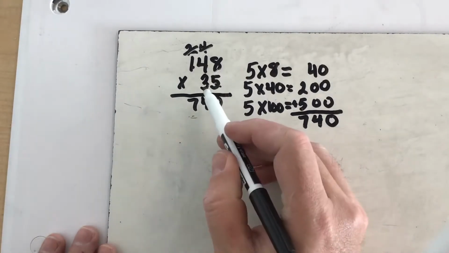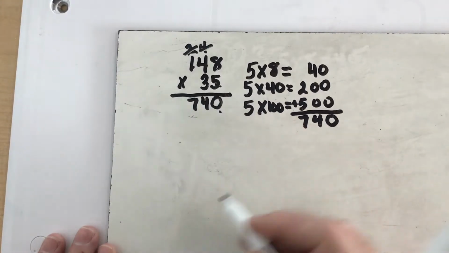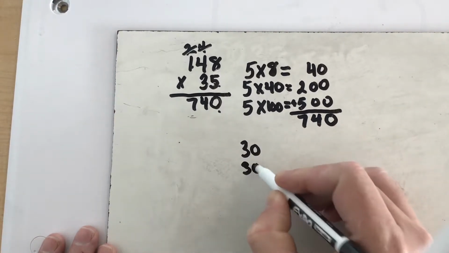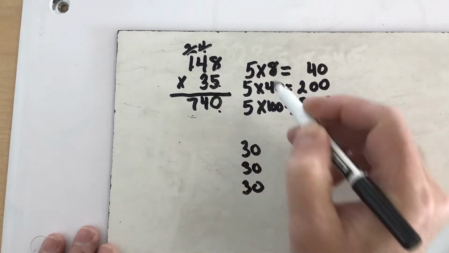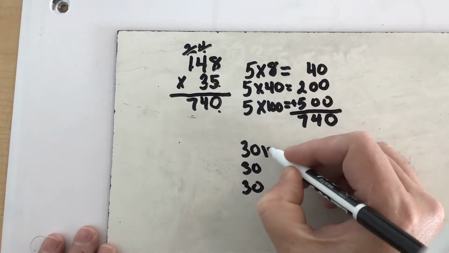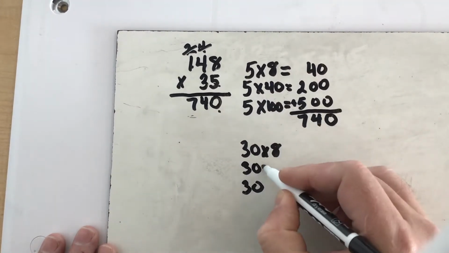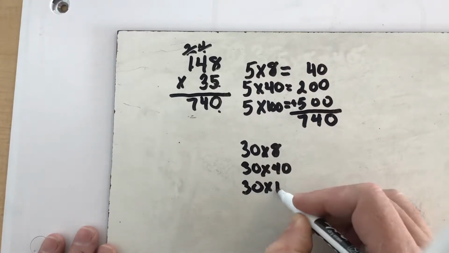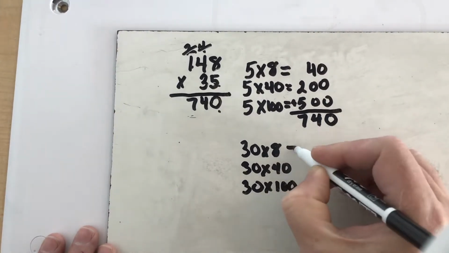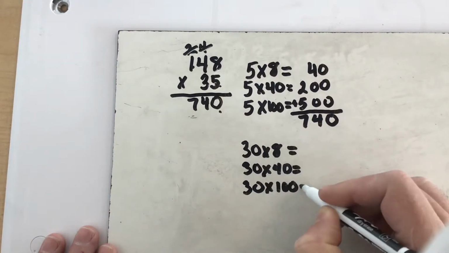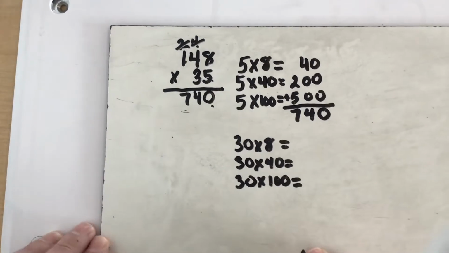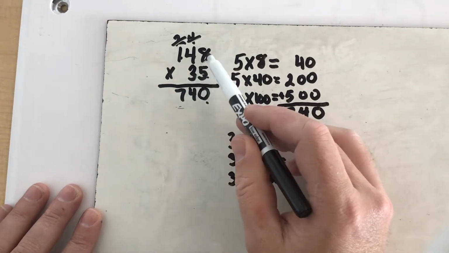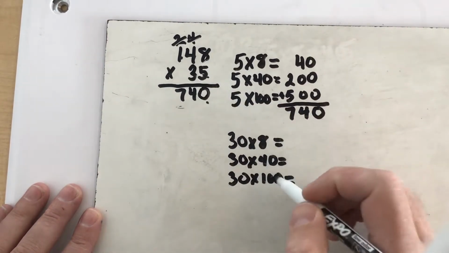Now I'm going to move on to the 3, which we know as a 30. I know I'm going to be multiplying 30 by all of the same numbers that I multiplied the 5 by. So I'm just going to jot those down. Okay, now we're getting ready to get started. So we're going to take this 3, which is a 30, and we're going to multiply it by 8.